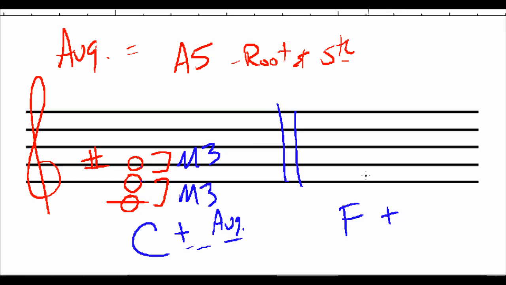So for our F augmented triad, write the triad first, stacked thirds, and you want augmented, so you want to have major third between each of the intervals. So F to A, major third. A to C needs to be a major third, so we raise that to C sharp.